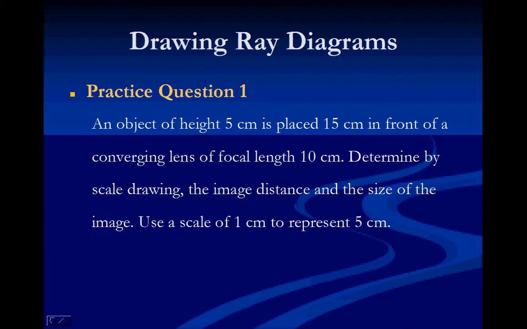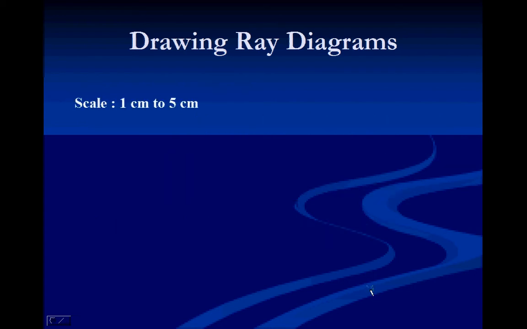Practice question 1. An object of height 5 cm is placed 15 cm in front of a converging lens of focal length 10 cm. Using scale drawing, determine the image distance and the size of the image with a scale of 1 cm to 5 cm. So let's see how we draw the ray diagrams. Scale 1 cm to 5 cm.